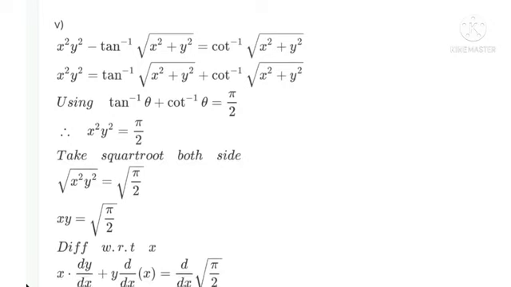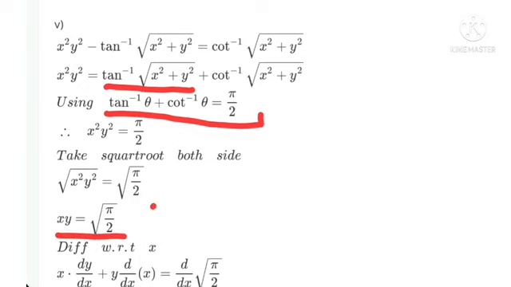Then the fifth one is, see in the fifth example, tan inverse root x square y square minus tan inverse root x square plus y square is equal to cot inverse root x square plus y square. So here you write, take tan inverse to the RHS, it gets plus. Okay, now using tan inverse theta plus cot inverse theta is equal to pi by 2, we get x square y square is equal to pi by 2. Okay, taking square root on both sides, root x square y square is equal to root pi by 2. Therefore we get xy is equal to root pi by 2.